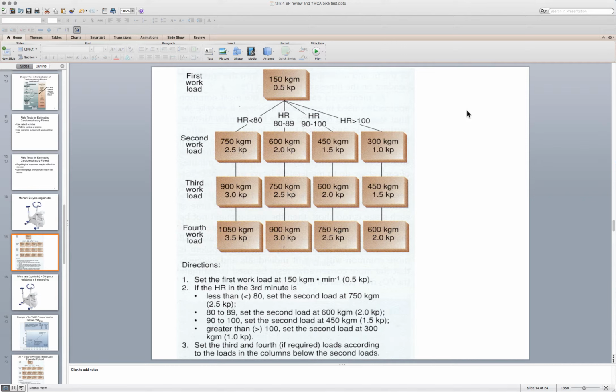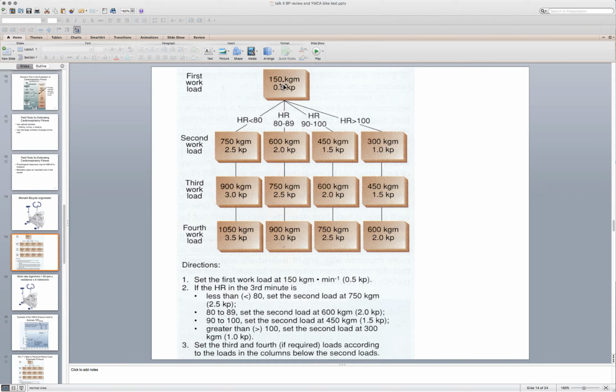You will take heart rate measurements at minute two and minute three. If these two heart rates are at steady state, so if they are within 5 beats per minute of each other, then after minute three, you can go up to the next stage. If they're not steady state, so if the heart rates are still going up, you would continue to a fourth minute of this stage. So each stage of the YMCA bike test is 3 or 4 minutes until a steady state heart rate is achieved.